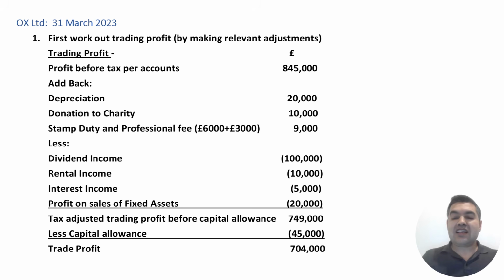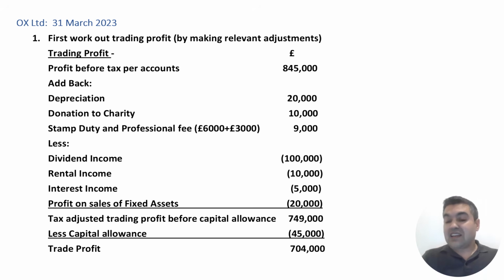Stamp duty is also capital in nature. Also add back client entertainment, penalties and fines, and other disallowable expenses you can think of. However, the list is quite big, so I will be making a separate video. And then less dividend income, because the dividend income is not subject to corporation tax, so it is exempt income for the company. Rental income you deduct, because at that stage rental income is subject to corporation tax. However, it will be taxed as a property income under a different heading or in a different schedule.